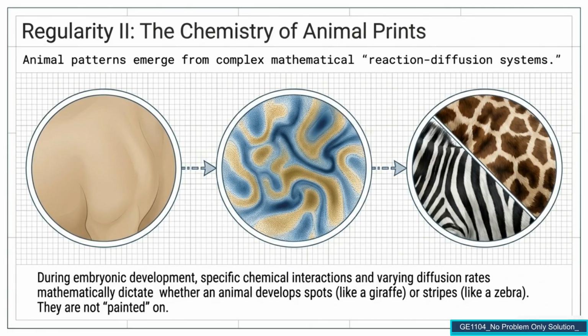Animal prints, such as those on a zebra or giraffe, are the result of reaction-diffusion systems. Specific chemical interactions during development determine these unique designs.